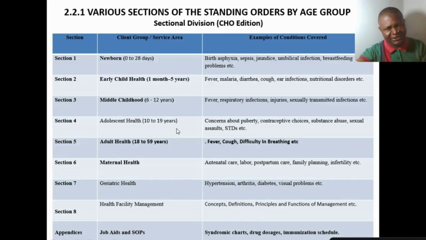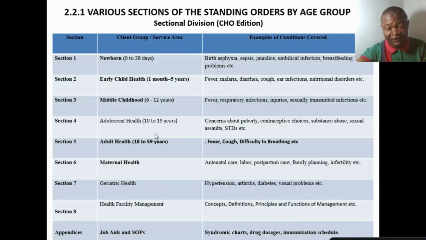So I want you to understand that the adolescent section is the adolescent peculiar section. What is peculiar about adolescents? Their concerns about puberty, their choices of contraception, their inclination to substance abuse, and all that. So you only see such special conditions in section 4. All right, let's go further.